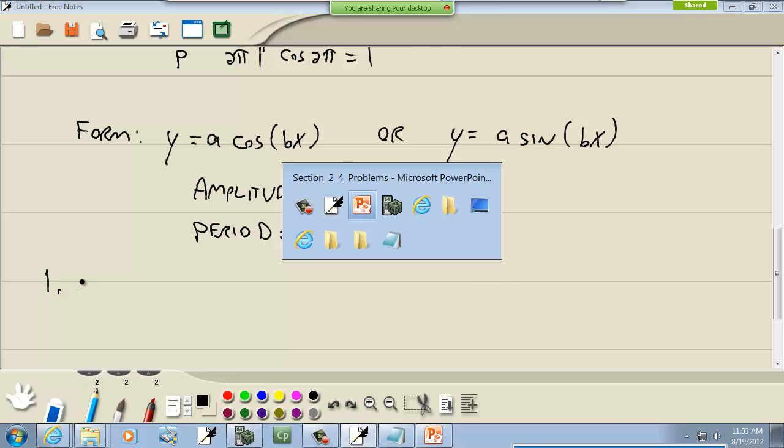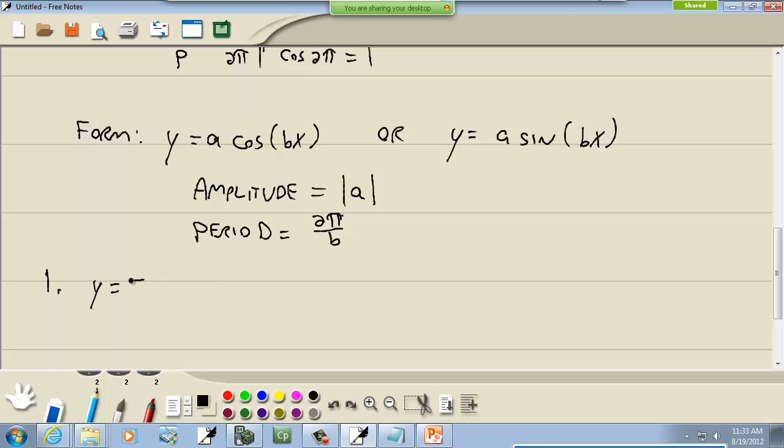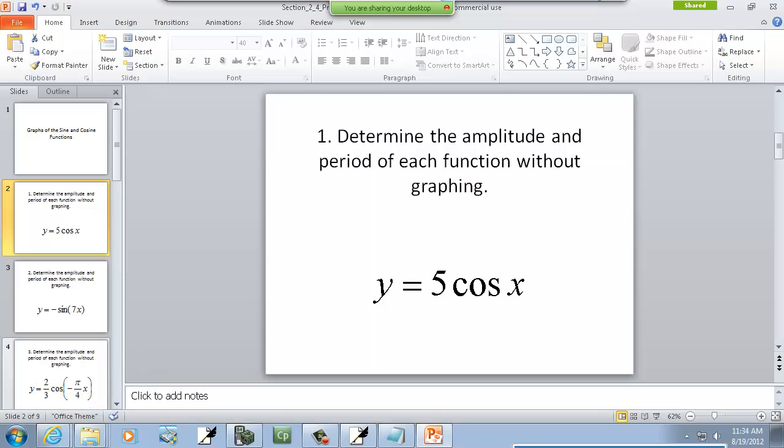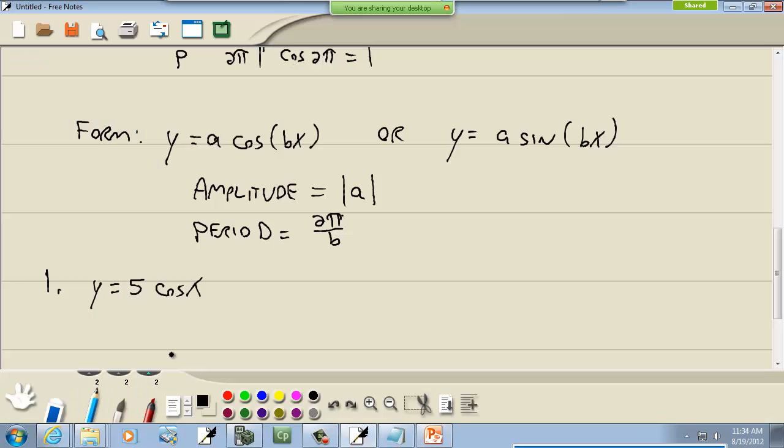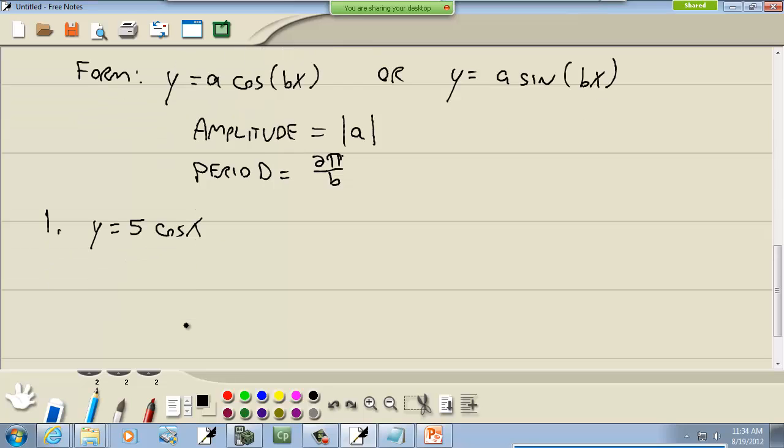So, number 1, we got y is equal to 5 cosine x. And it says determine the amplitude and period of each function without graphing. Well, let's identify our a and b. Now, a is the number that's before cosine, so a is 5. And b is the number that's before your x. Well, there's no number here, so it's by default 1. So our amplitude, we take the absolute value of a. So the absolute value of 5 gives us 5. This means that the graph is going to go from negative 5 to 5.